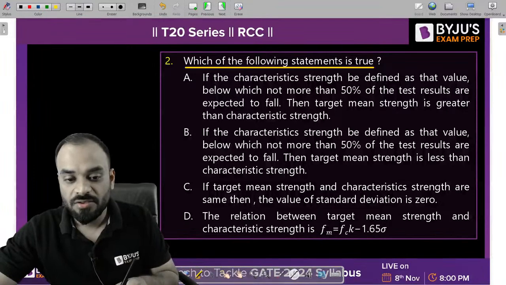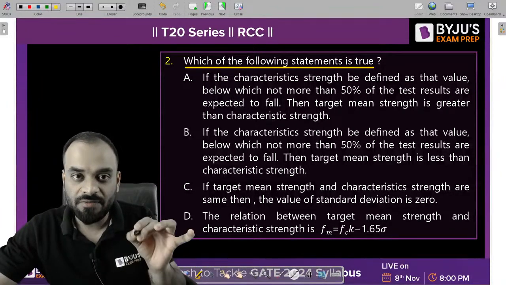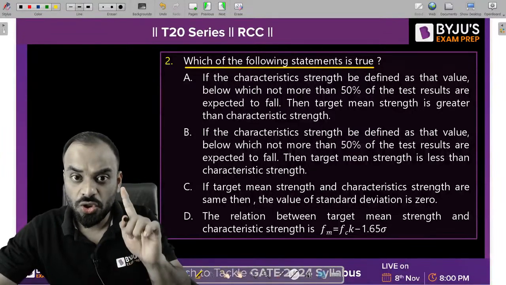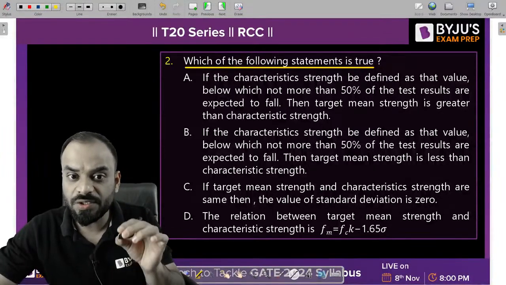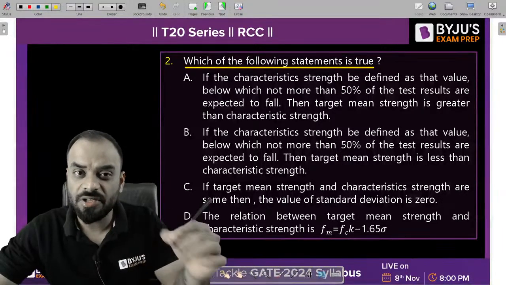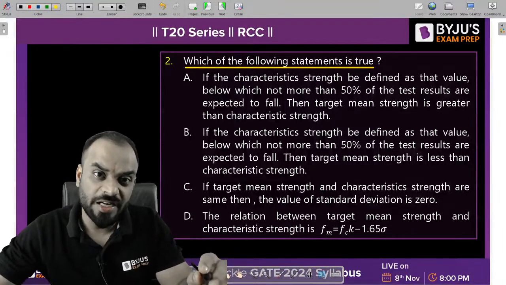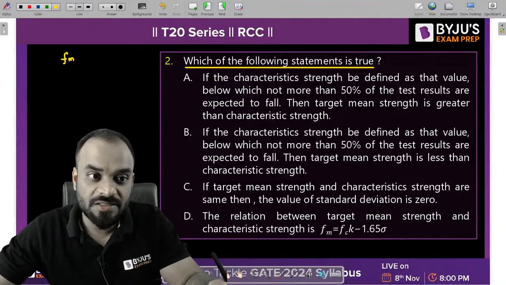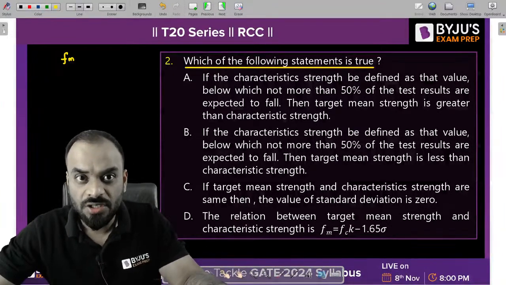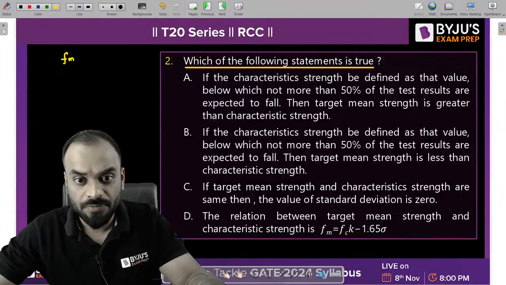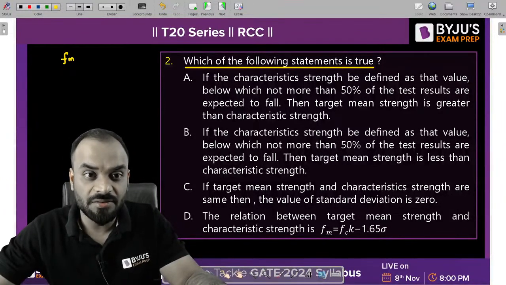The first statement says, if the characteristic strength be defined as that value below which not more than 50% of test results are expected to fall. You know that guys, the same definition is to be used for your target mean strength also. The target mean strength is represented by Fm, and this is the characteristic strength of cube below which not more than 50% of test results are expected to fall. So this is basically target mean strength.